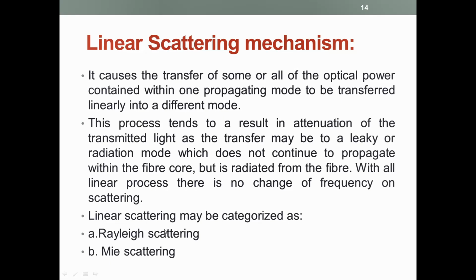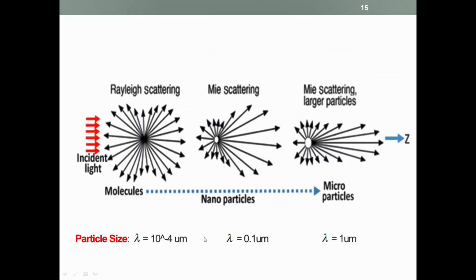Next, what are the different types? Rayleigh and Mie scattering. If you can remember, why is the sky blue? Rayleigh scattering is the reason. I will talk about that. In Rayleigh scattering, you have an incident light, and the scattering depends on the size of the molecule it collides with. You can see this is very small, bigger, and further bigger. Based on the size of the particle, maybe 10 to the power minus 4 micrometer, 10 to the power minus 1 micrometer and 1 micrometer, this is the size.